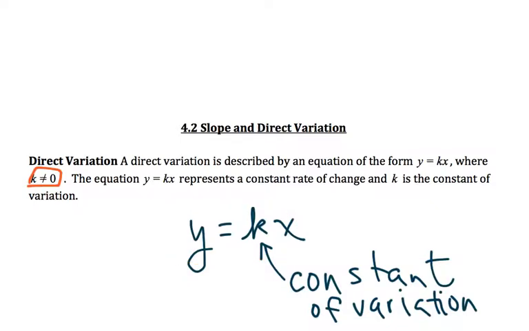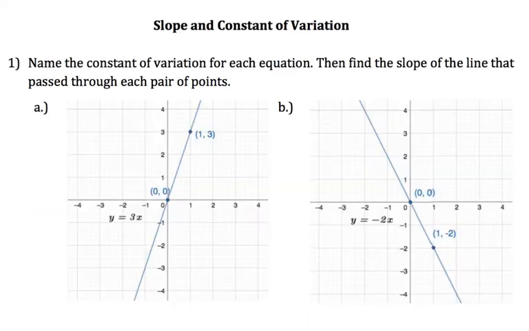The equation y equals kx represents a constant rate of change, so it's not like you're going to have the values go from 2 to 4 to 8 to 16, 32, and so on, because those would not be constant changes. That would be like doubling every time. And so k is the constant of variation. The first type of problem you'll be asked to do is to name the constant of variation for these different points. And you're also going to be told to find the slope.